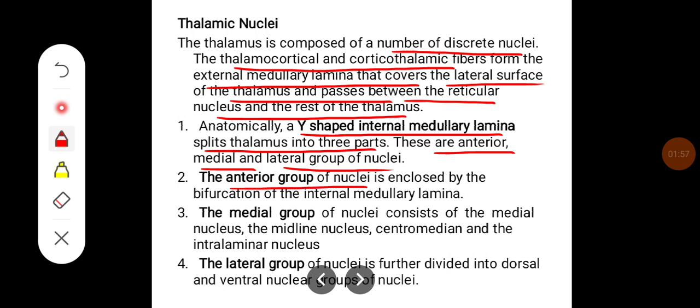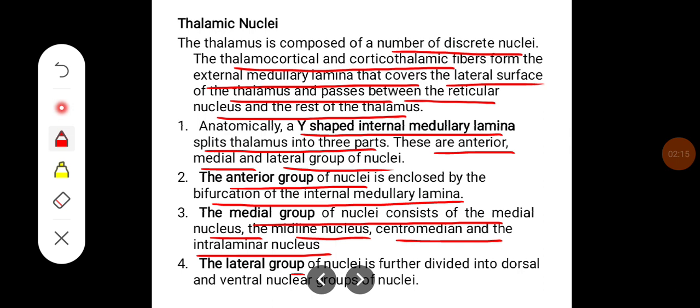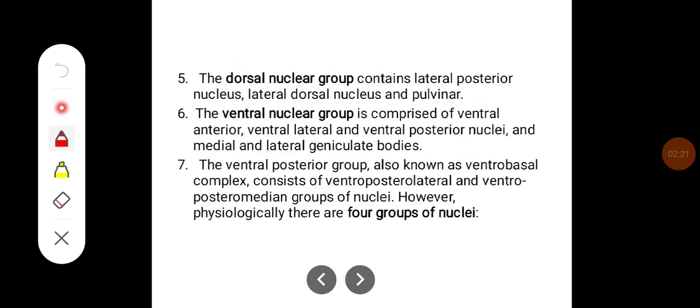The anterior group of nuclei is enclosed by bifurcation of the internal medullary lamina. The medial group of nuclei consists of medial nucleus, midline nucleus, centromedian, and interlaminar nucleus. Lateral group of nuclei is further divided into dorsal and ventral groups of nuclei. The dorsal nuclear group contains lateral posterior nucleus, lateral dorsal nucleus, and pulvinar nucleus.